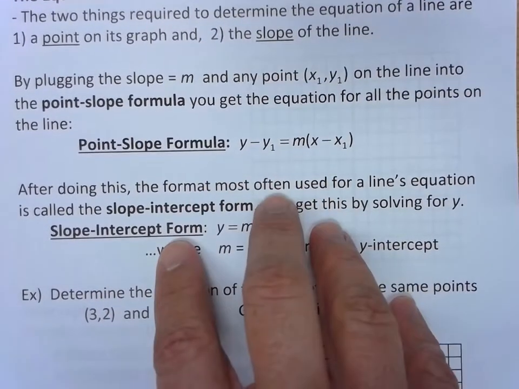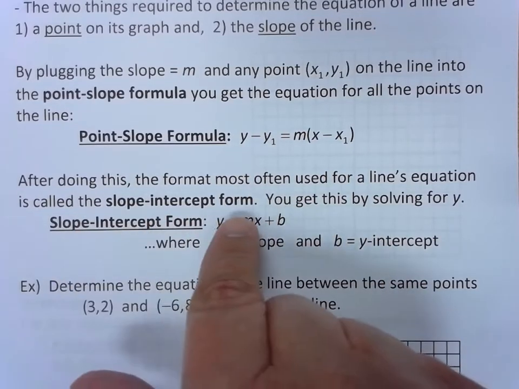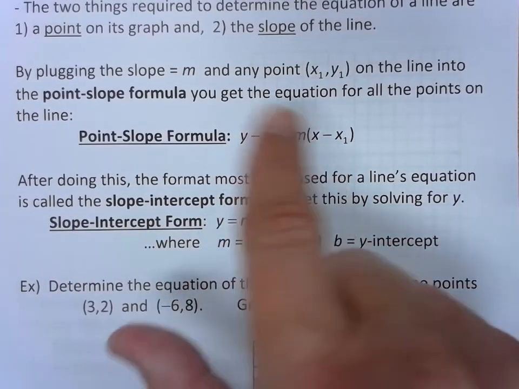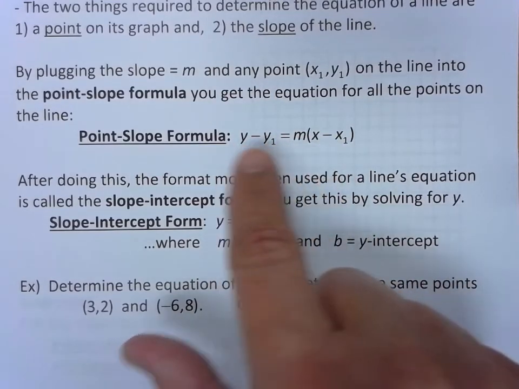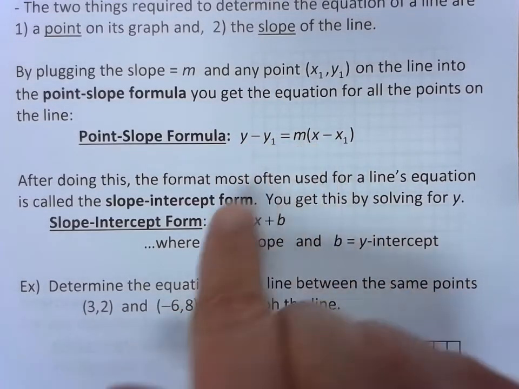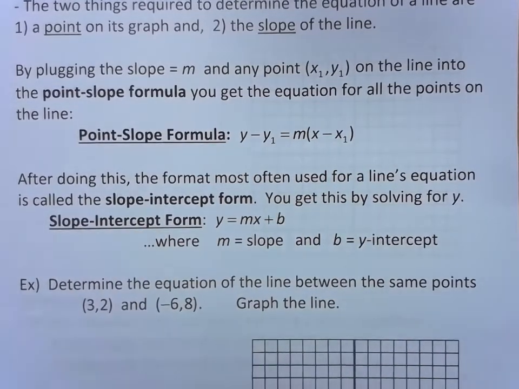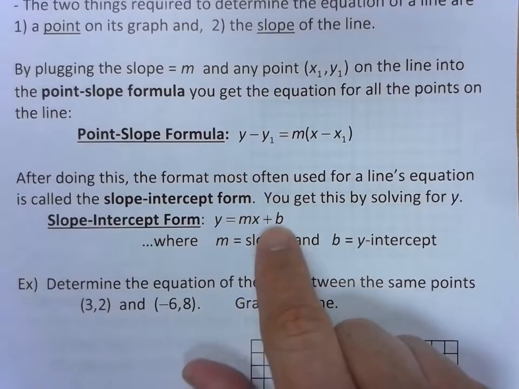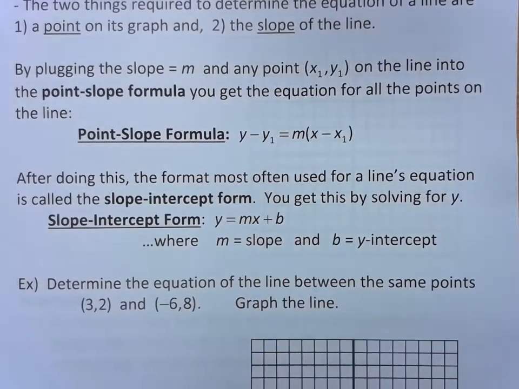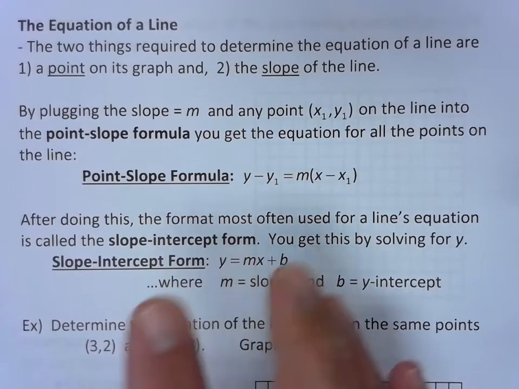After you have this set up, the format that you're most often going to be prompted for is called the slope-intercept form. You get this by simply solving that equation for y. Once you solve this equation for y, some of the numbers are going to intermix and you'll get something in the form of y equals mx plus b. That's referred to as the slope-intercept form, where m represents the slope and the value b represents the y-intercept of the line's graph. So, to use the point-slope formula properly, we need a point and a slope.